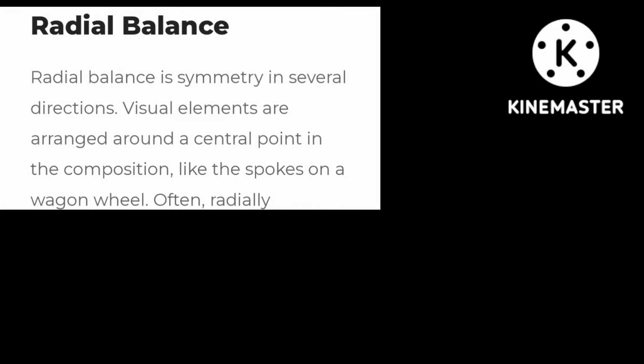And the last kind of balance is called radial balance. Radial balance is symmetry in several directions. Visual elements are arranged around a central point in the composition, like the spokes on a wagon wheel. This is how radial balance looks like.